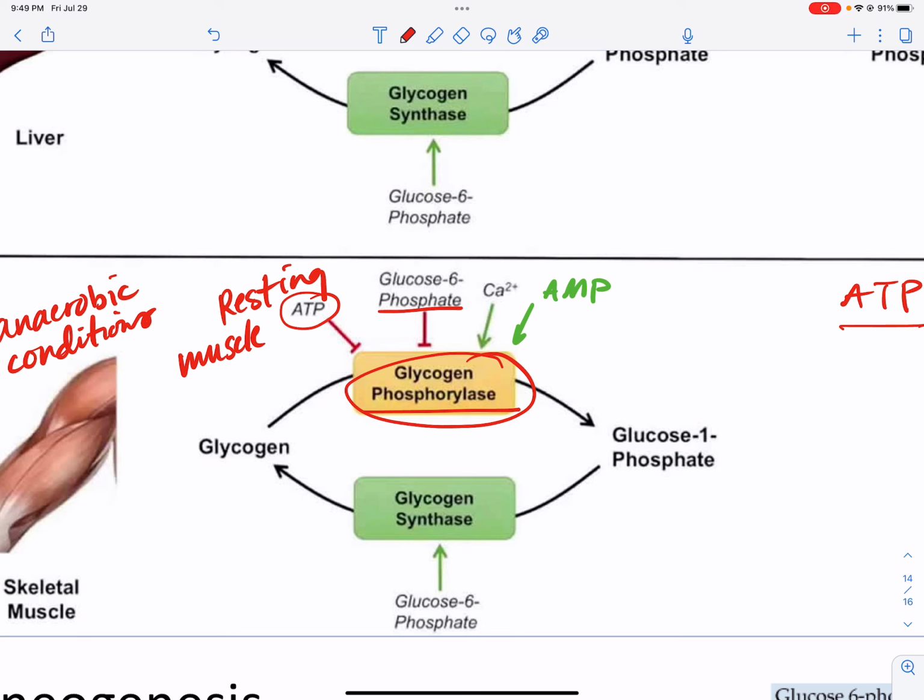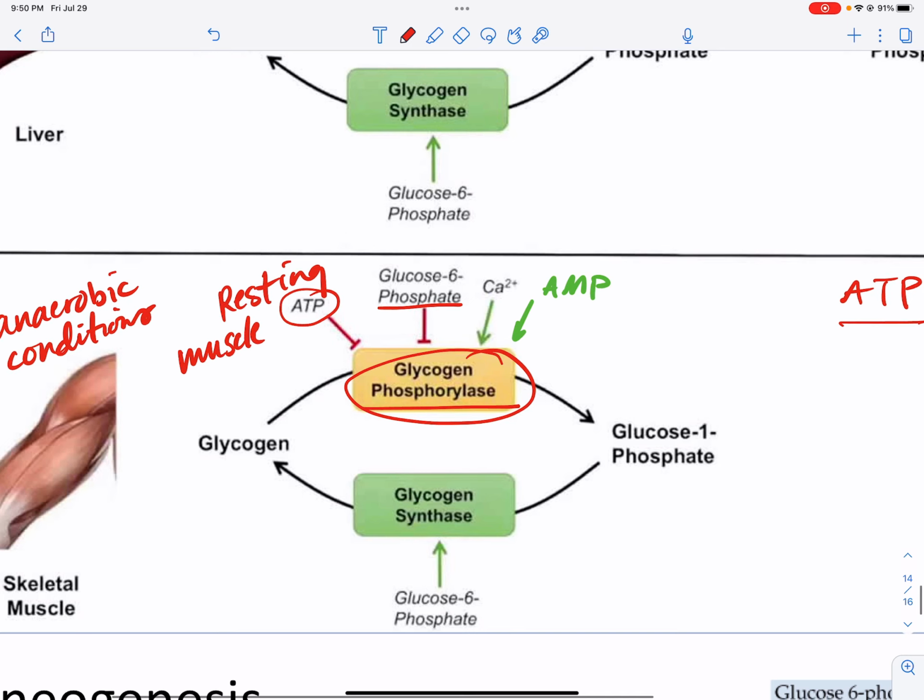Okay, let's also talk about calcium. One of the subunits of glycogen phosphorylase is, where should I write this?